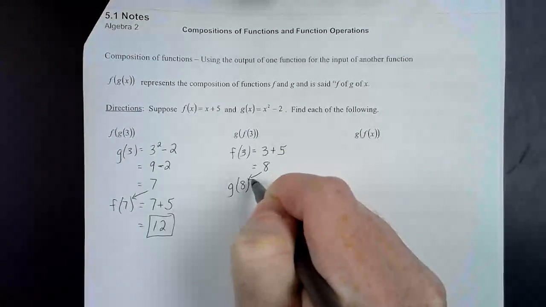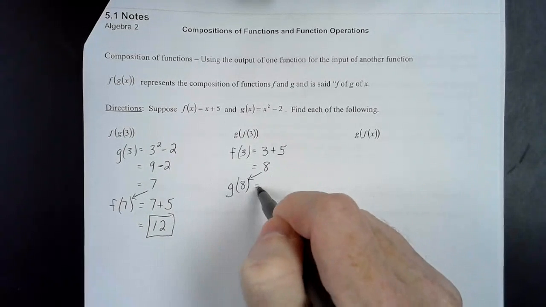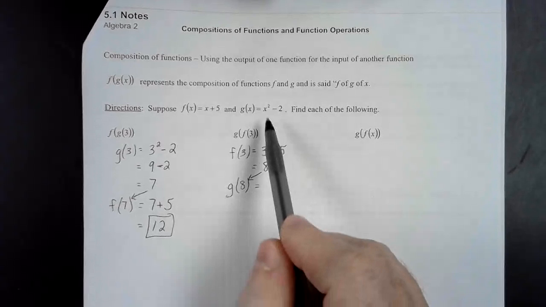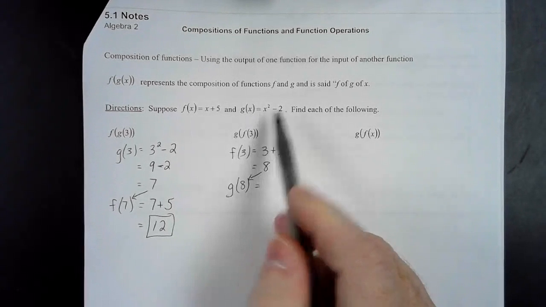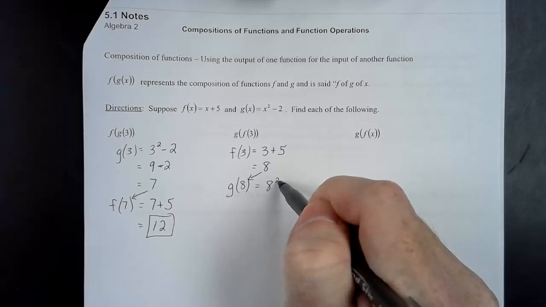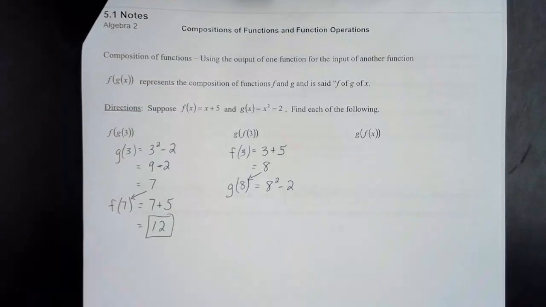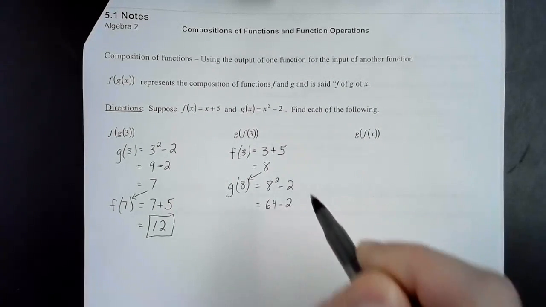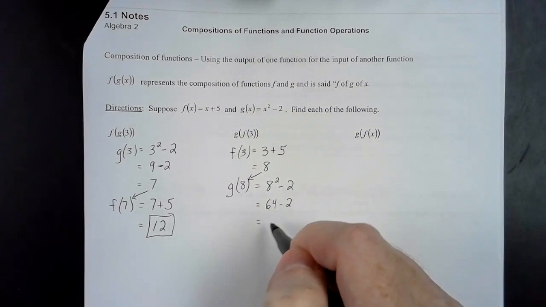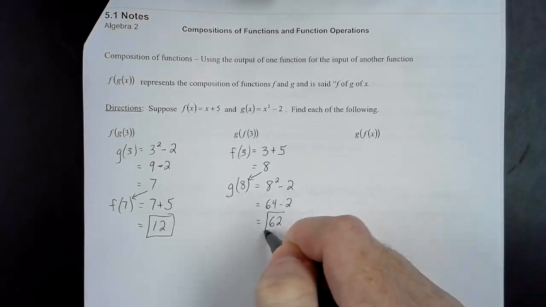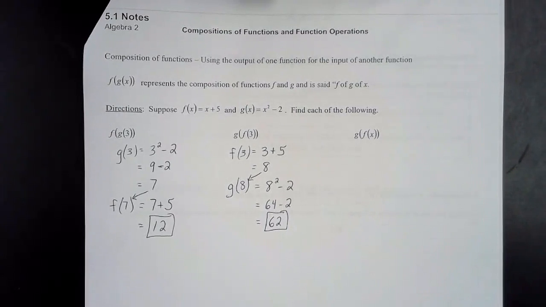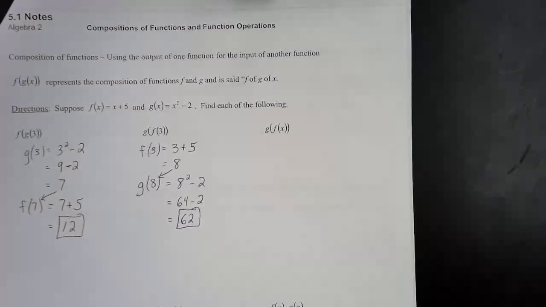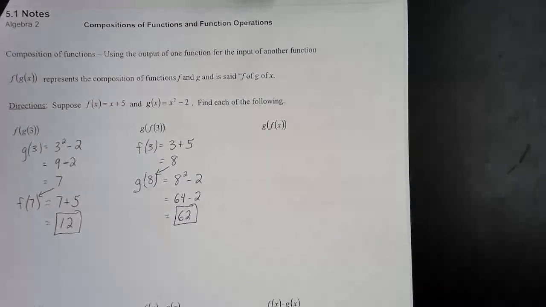Remember, that is just going on the inside then. So now I'm going back to g, and 8 is now replacing the x. So we have 8 squared minus 2. 8 squared is 64, and 64 minus 2 is 62. So that's really pretty much it. Not a whole lot of math going on here.